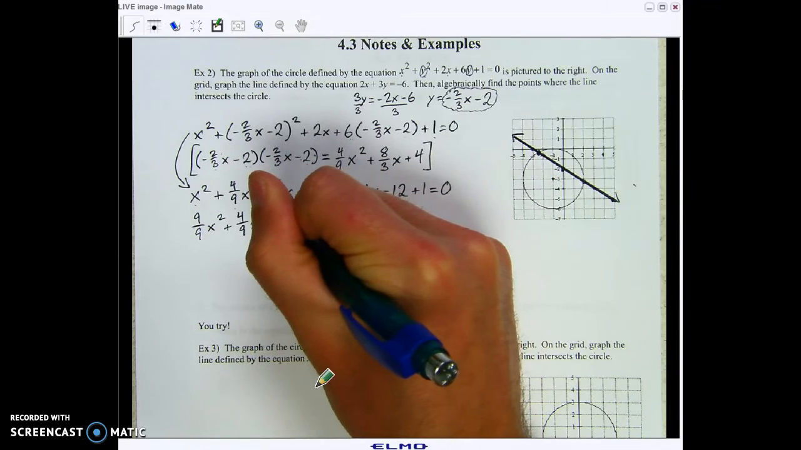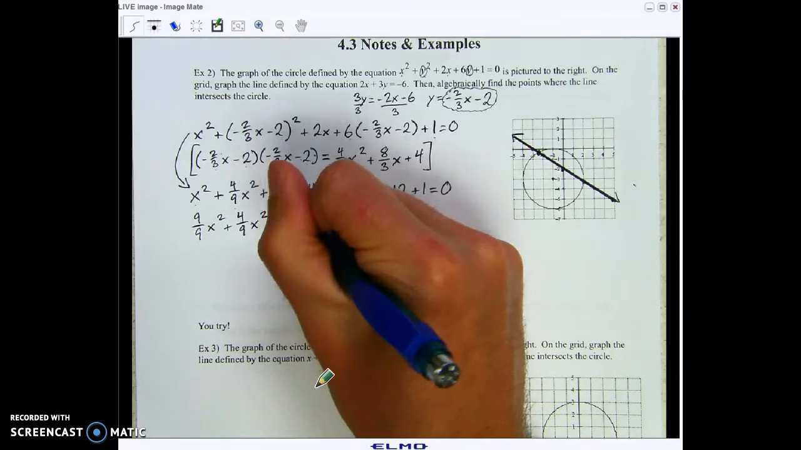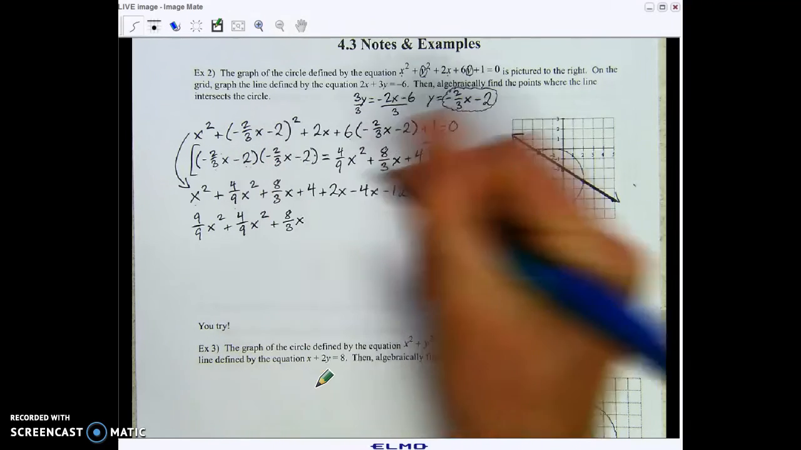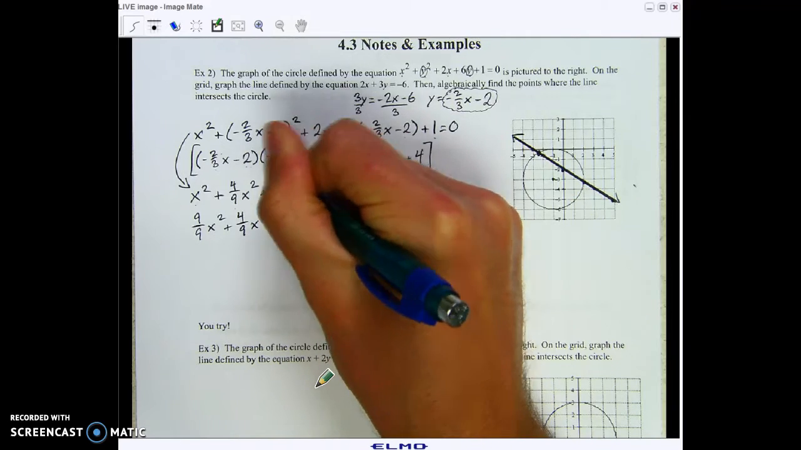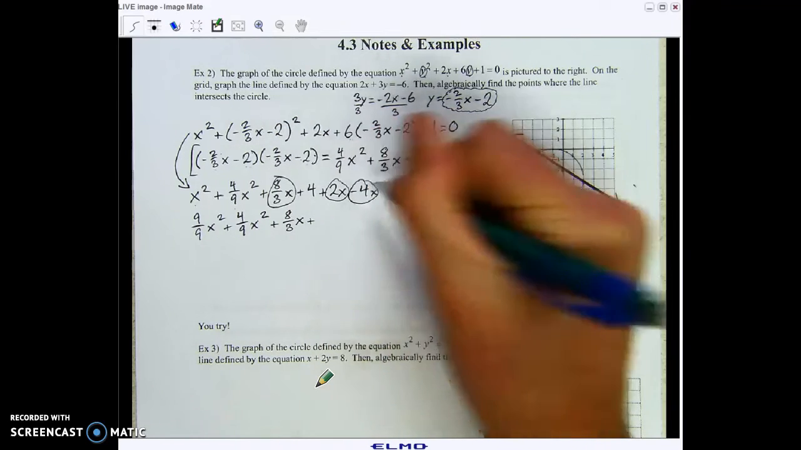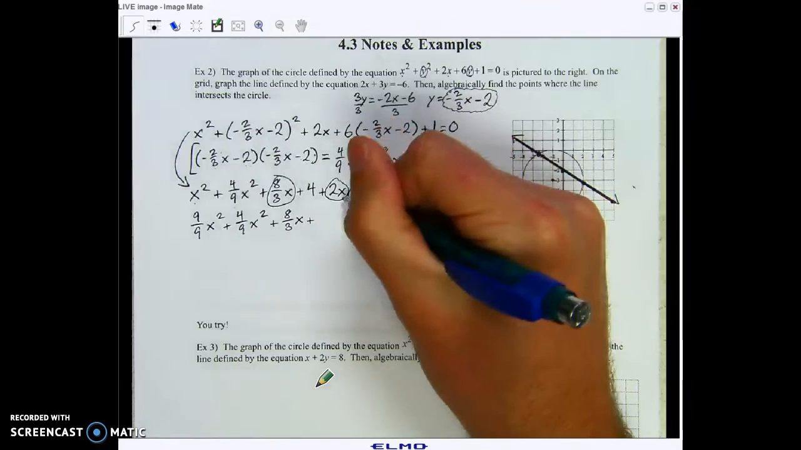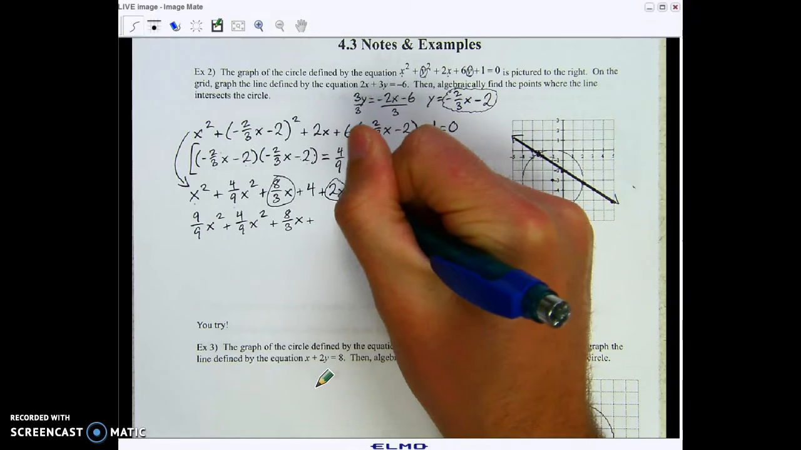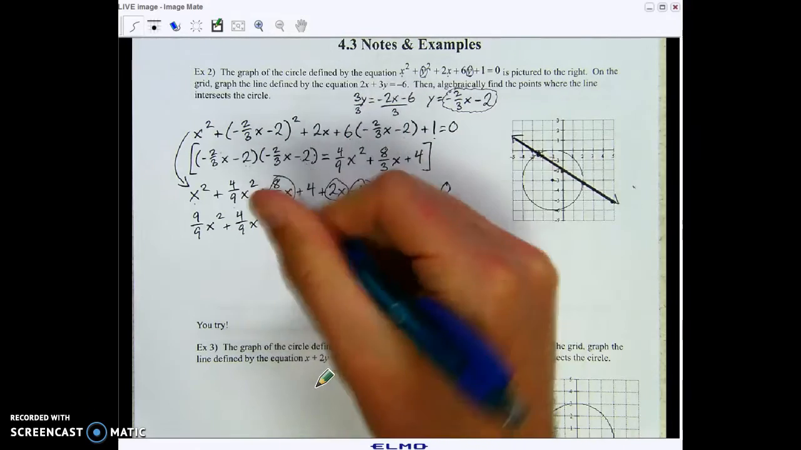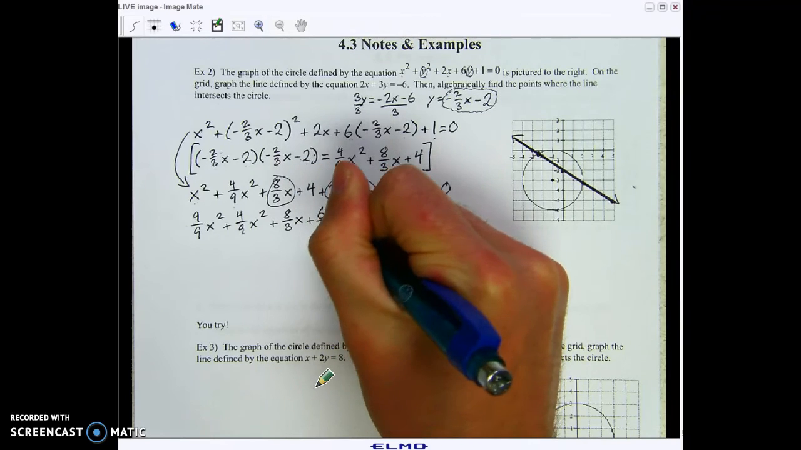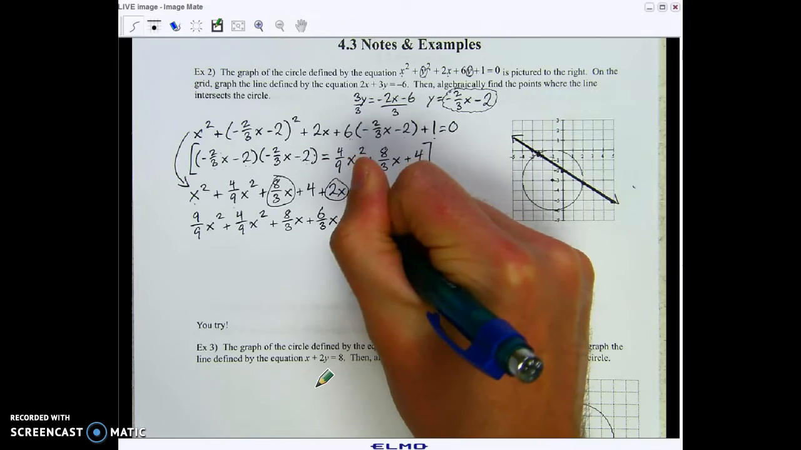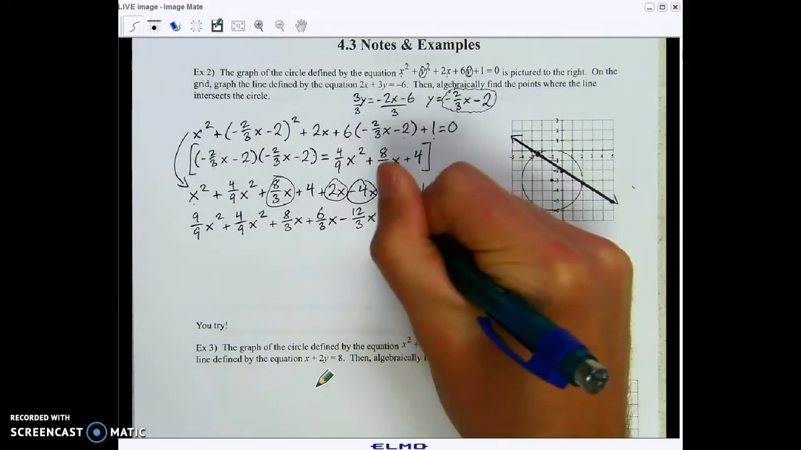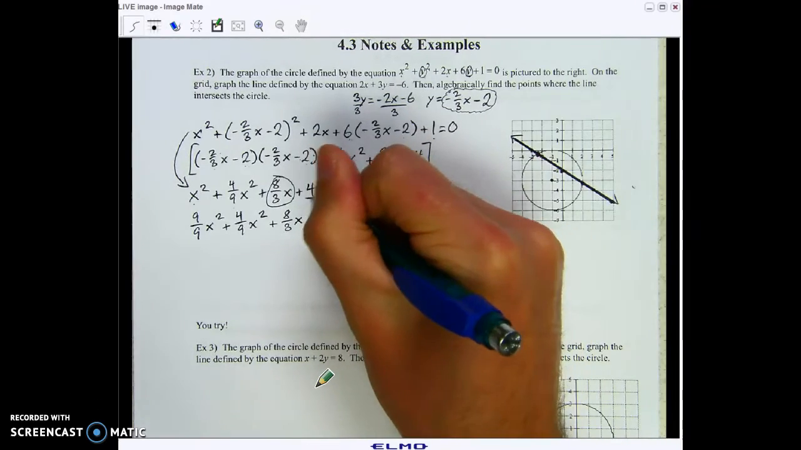Then I also have, for my x terms, 8/3 x plus 2x. I'm just going to circle the x terms so I can keep track. So 8/3 x plus 2x is actually going to result in, again, I know that I can turn 2x into 6/3 x, and I know that I can turn -4x into -12/3 x.